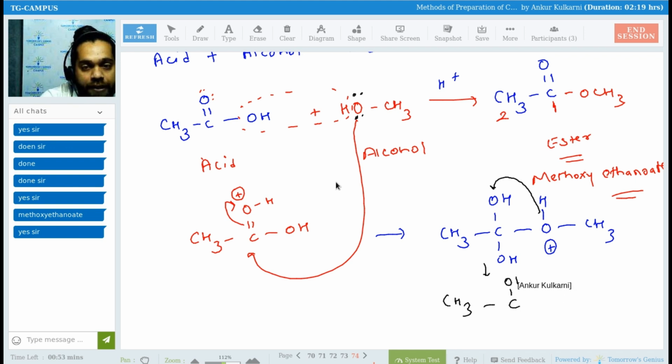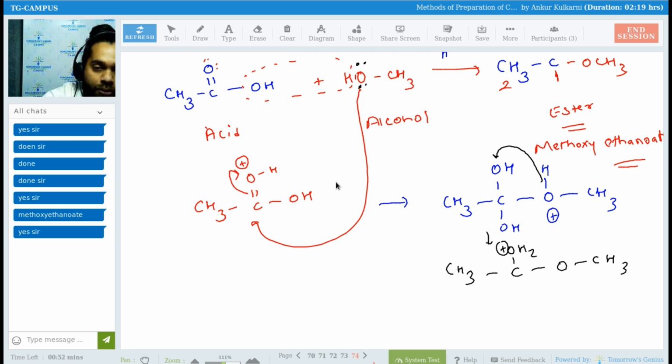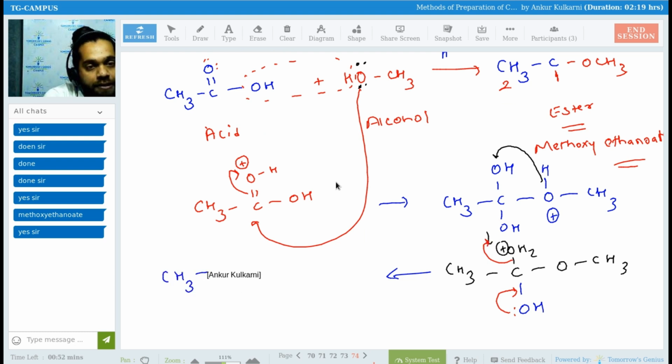So what will we get? We will get a leaving group, OH2+. This becomes O, this becomes CH3, and there is an OH over here. Now that H2O wants to go away, what will happen? There is a lone pair over here, the lone pair closes, and H2O goes away. So what I'll get is CH3, C double bond O, OH+, and OCH3.